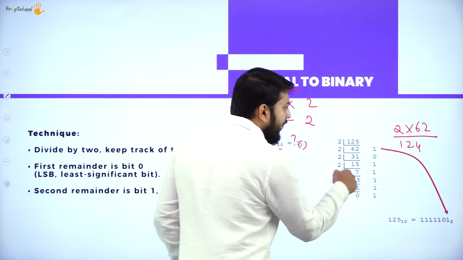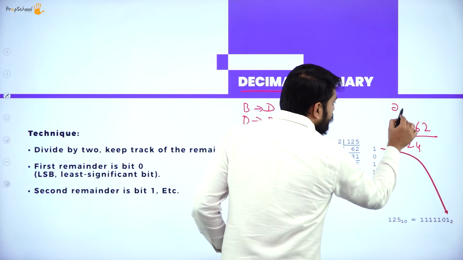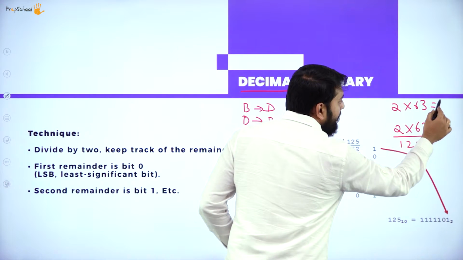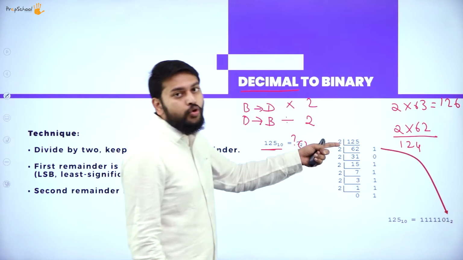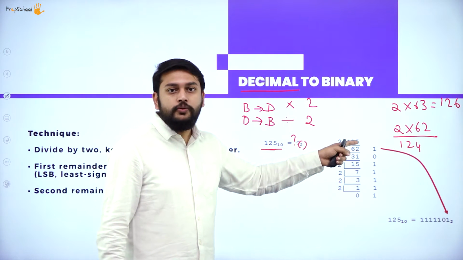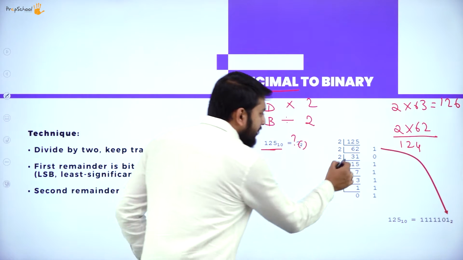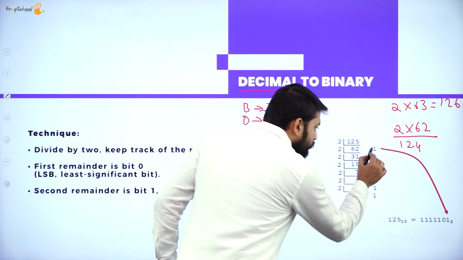Fine. Can I perform 63? Imagine 2 into 63. So what will happen? 126, but it is more than that. So I'm taking 124, and I will be writing 62. So what is the remainder? 1. So I have written 1.